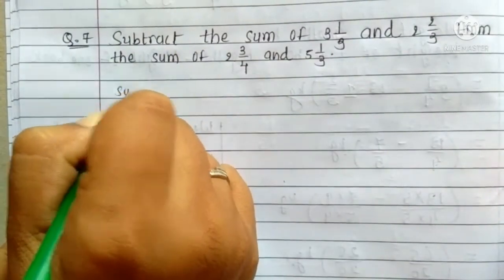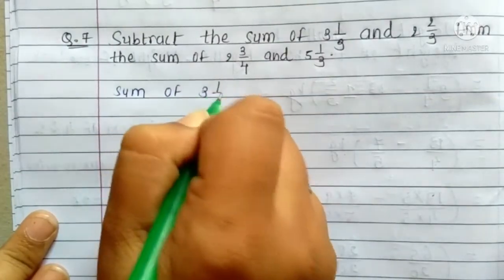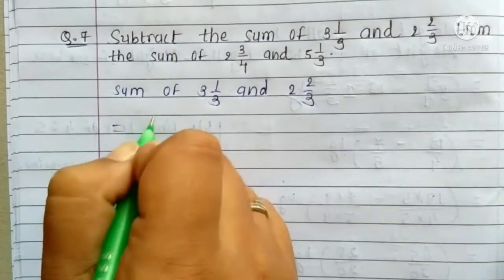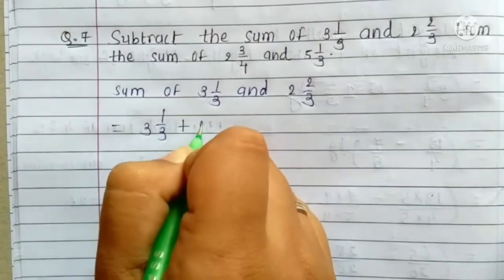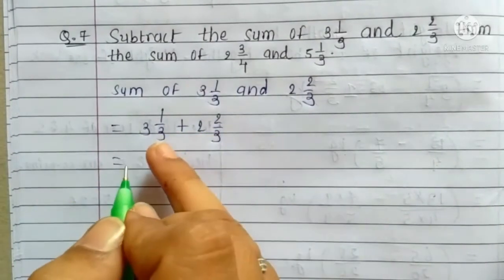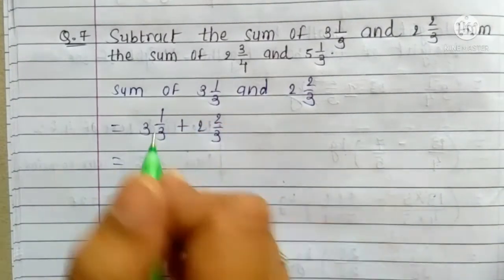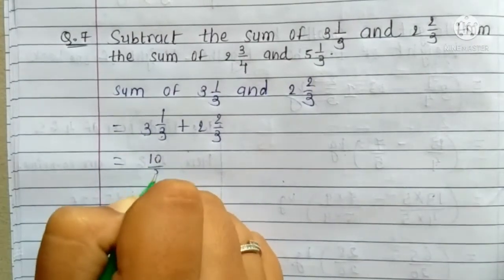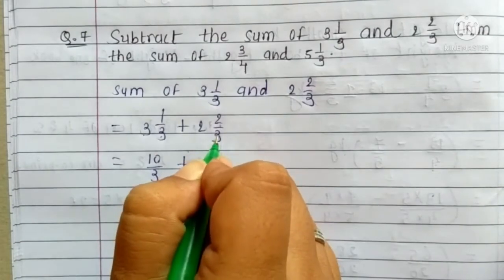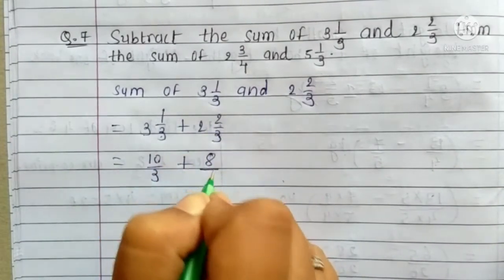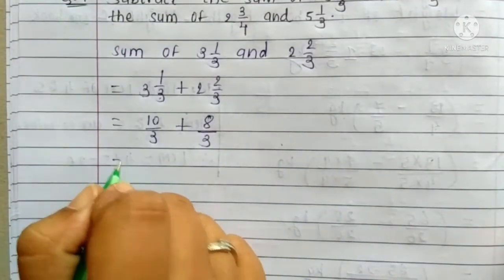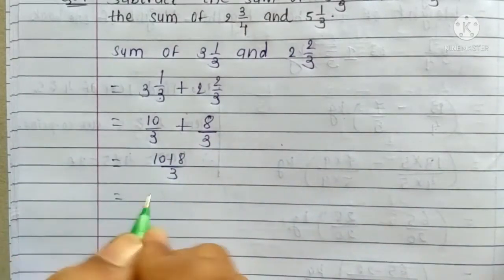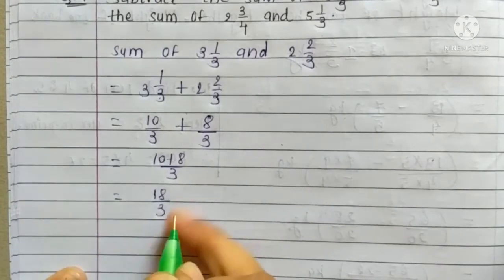First of all, we find sum of 3 complete 1 upon 3 and 2 complete 2 upon 3. We convert mixed fraction into improper fraction. So we get 3 3s are 9, 9 plus 1, 10. 10 upon 3 plus 3 2s are 6, 6 plus 2, 8. 8 upon 3. Here denominators are equal, so we add numerator. So we get answer 18 upon 3.